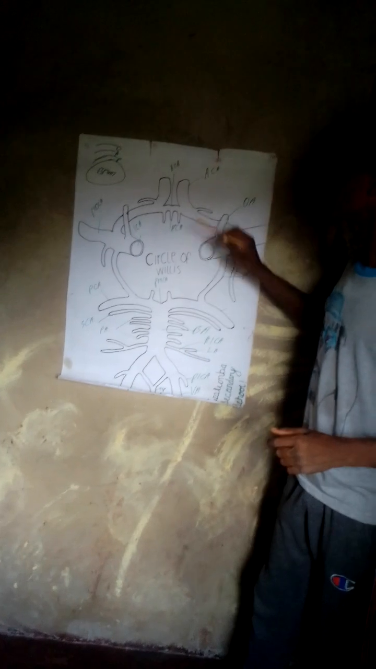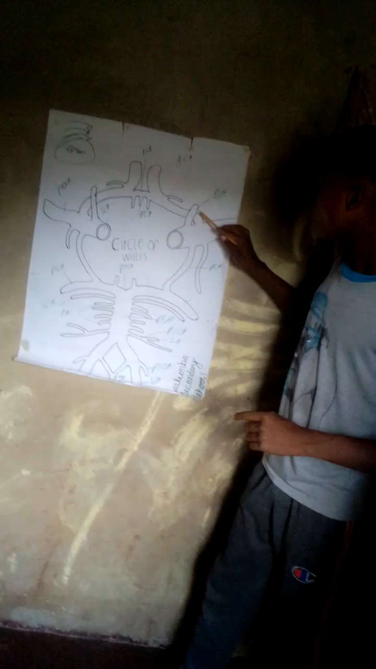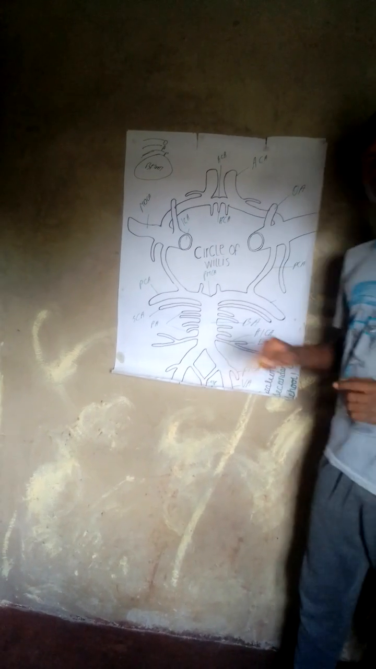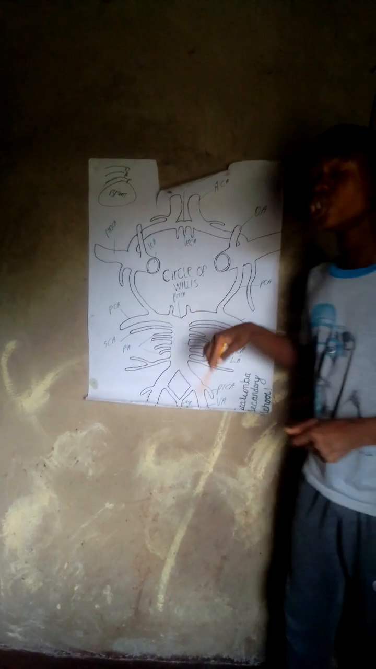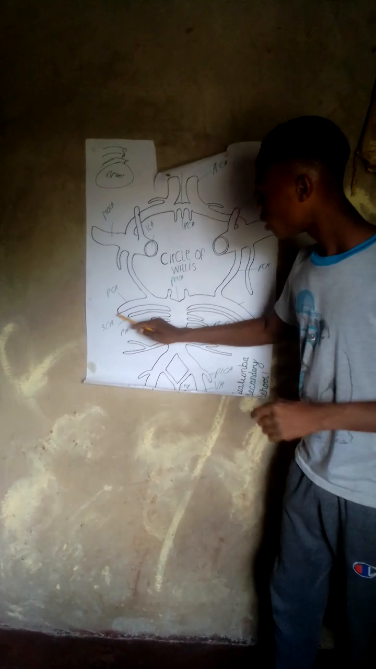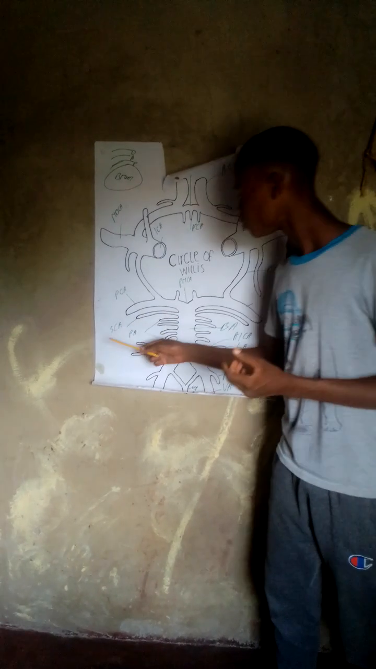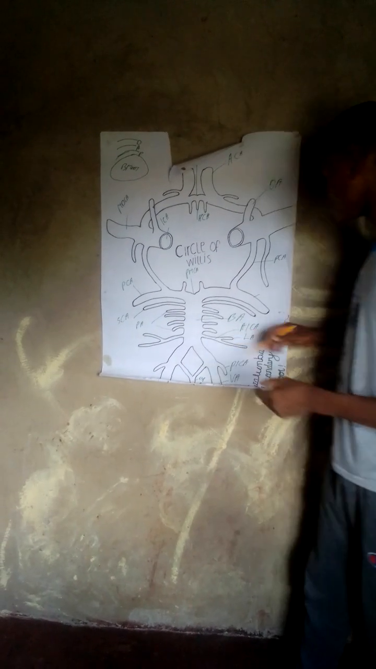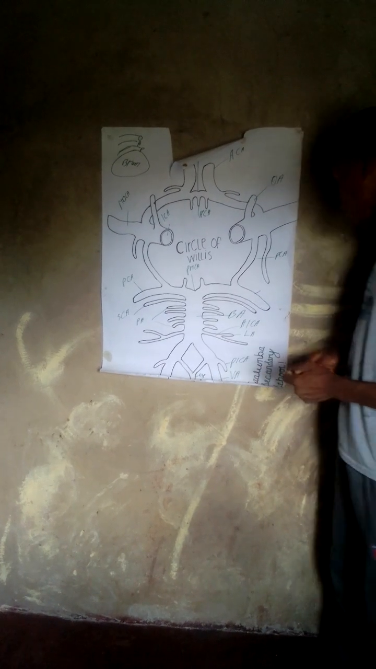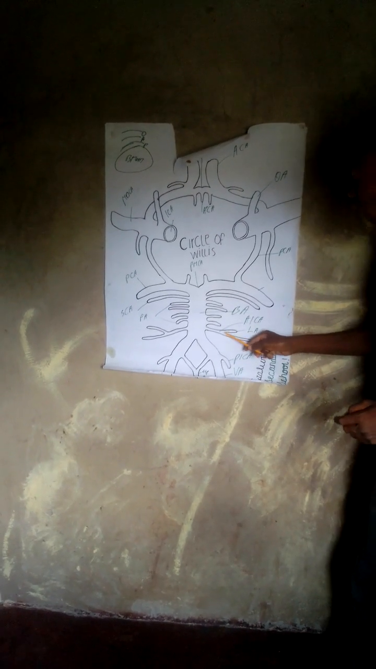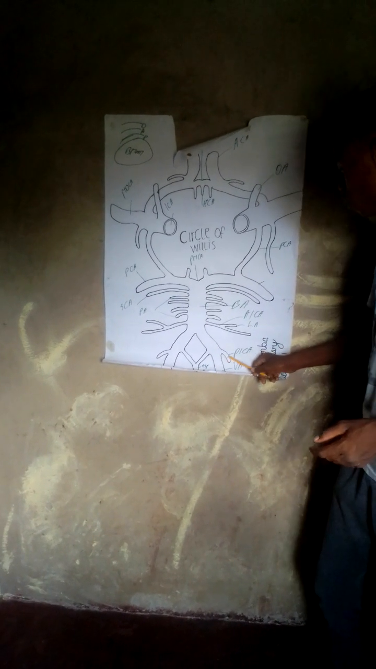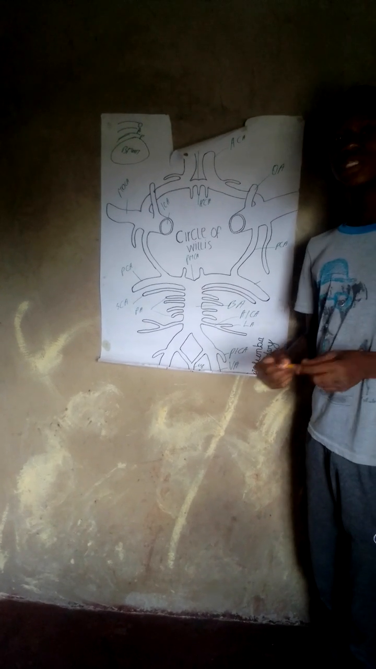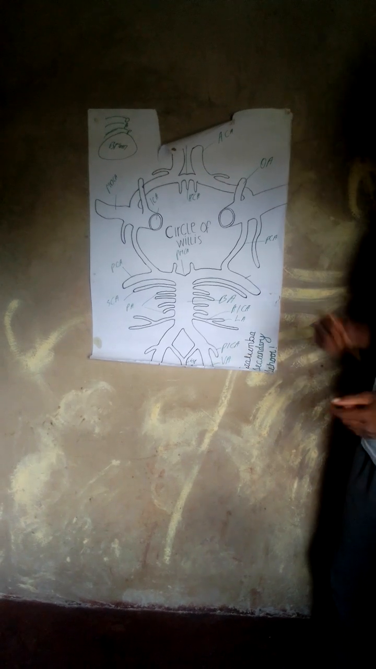anterior communicating artery, anterior cerebral artery, ophthalmic artery, anterior medial central artery, internal carotid artery, medial cerebral artery, posterior communicating artery, posterior medial central artery, posterior cerebellar artery, superior cerebellar artery, basilar artery, pontine artery, anterior inferior cerebellar artery, labyrinthine artery. This part is known as the posterior inferior cerebellar artery, and lastly the vertebral artery.